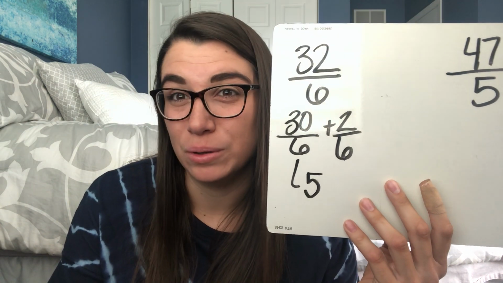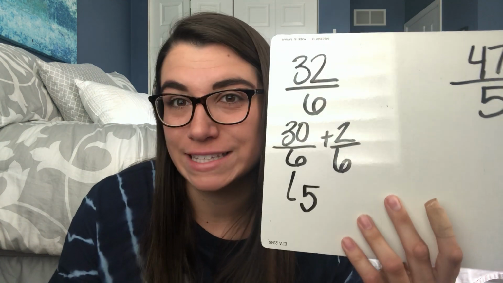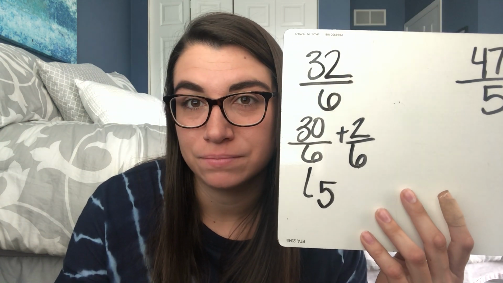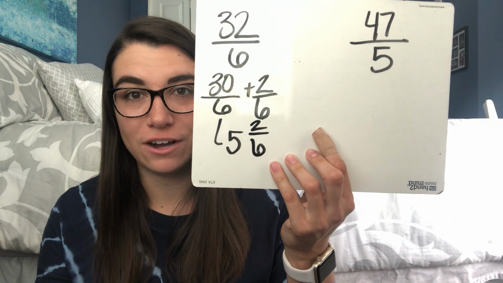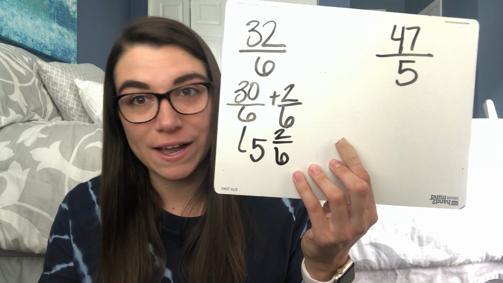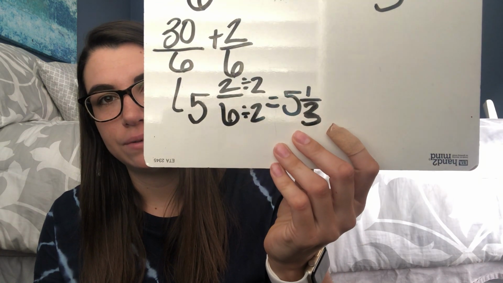So that'd be a lot to draw. So I just know that 6 times 5 gives me 30. And then I just add in what's my leftover. My leftover part is 2 sixths. So 5 and 2 sixths is your answer. Now, if you're thinking ahead and you're simplifying, you can divide them both by 2. And I'm going to get 5 and 1/3. 5 and 1/3.